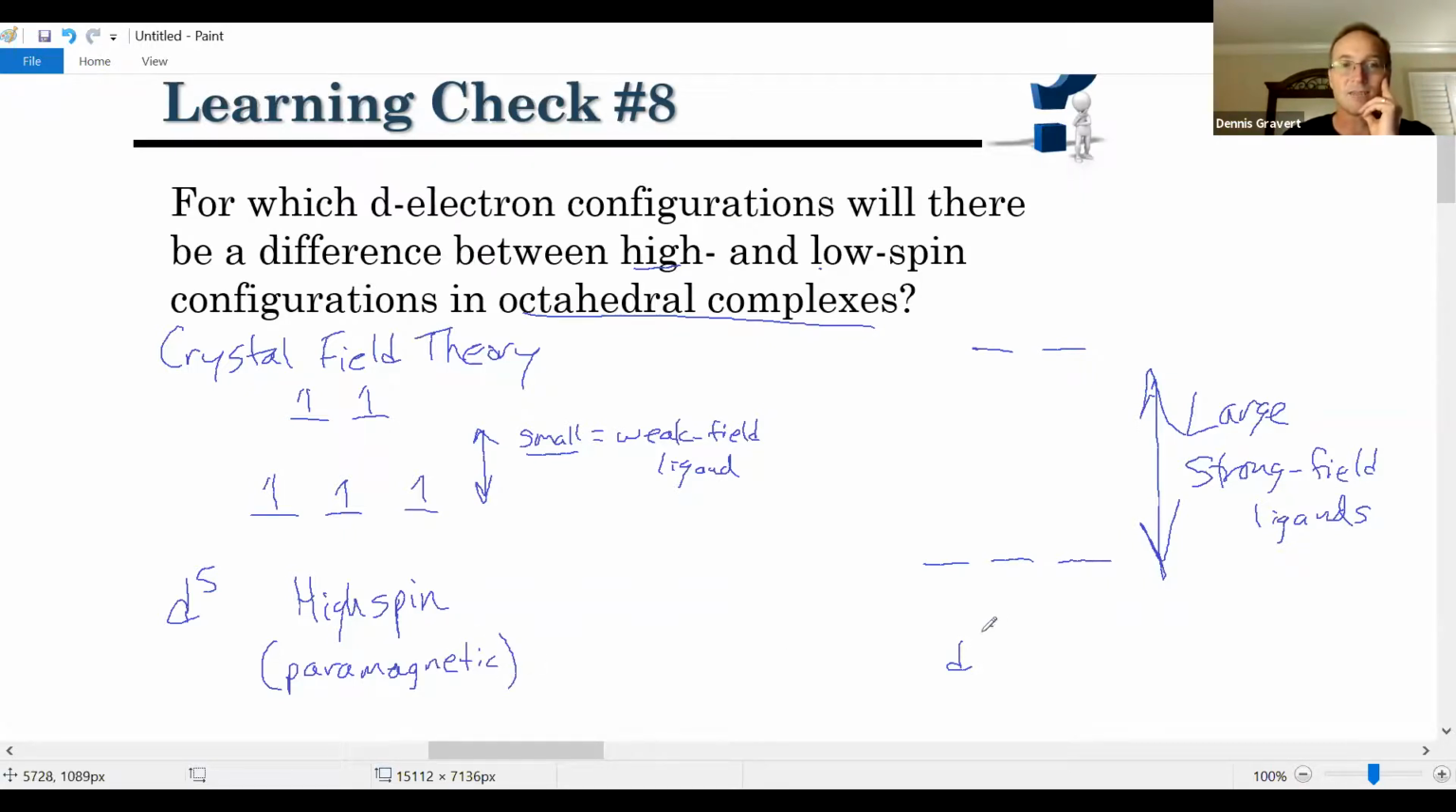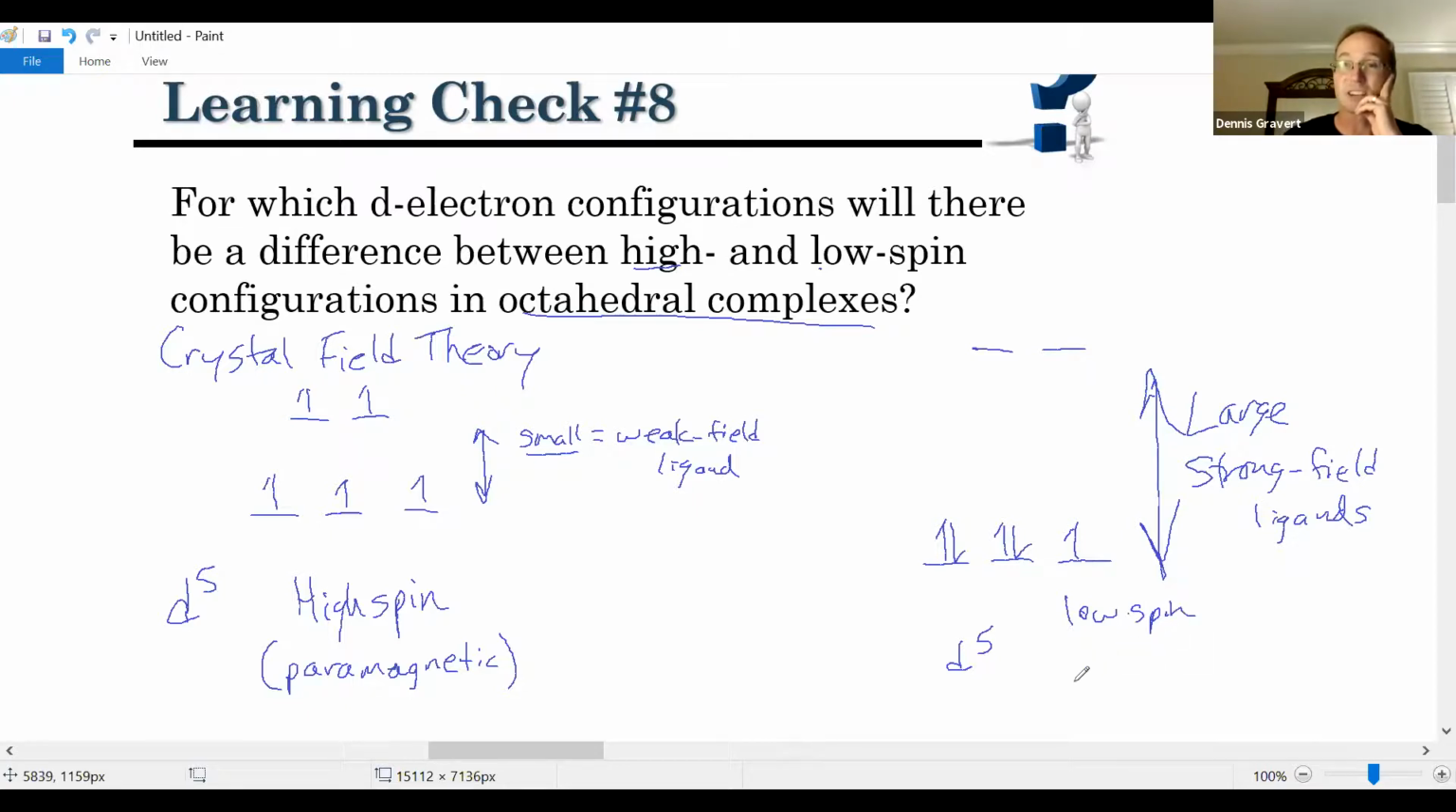Okay, if we still have D5, you always fill up the bottom orbitals one at a time, and now you have a choice. So you go way up here for the 4th electron? No, that's way too much energy. I know it hurts a little bit to pair them up, but it's less energy to pair them up than it is to bump it way up in the gap. And now right here, how many unpaired electrons do we have? Not many. This is the low spin.